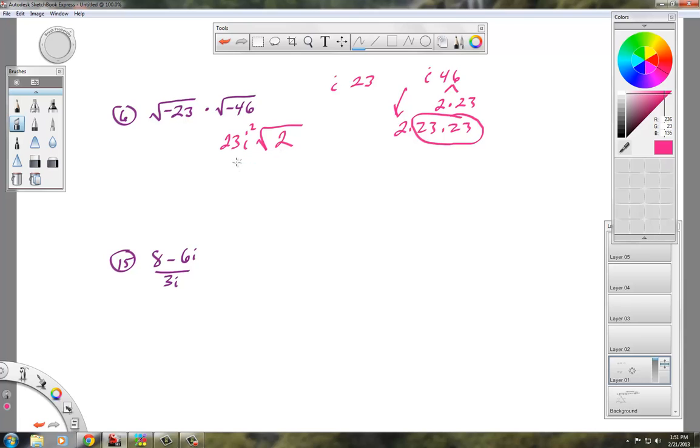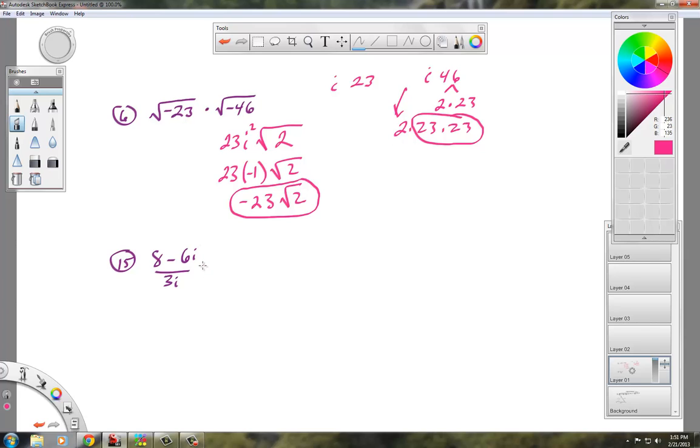Now, to finish this off, it's just going to be 23 times, remember that's negative 1 there, because I can replace i squared with negative 1 anytime I want. And my final answer then is going to be negative 23 radical 2. And that is the correct answer. So that problem was not only tricky because of what you have to do, it was tricky because of the way the 23s interacted with each other.